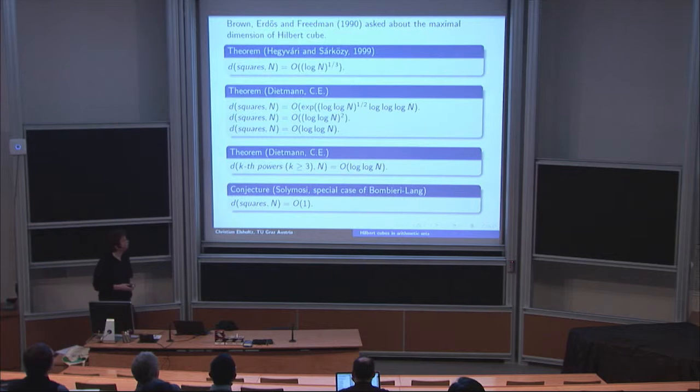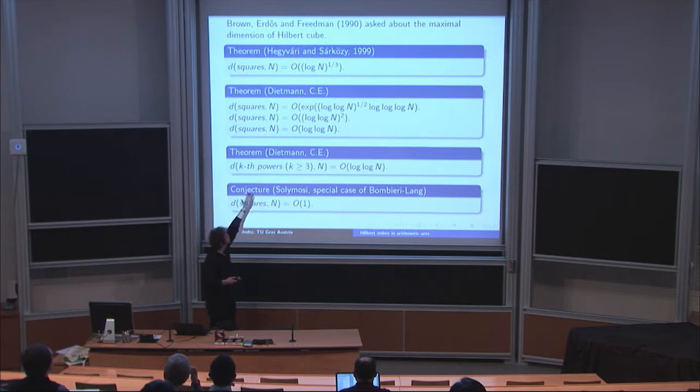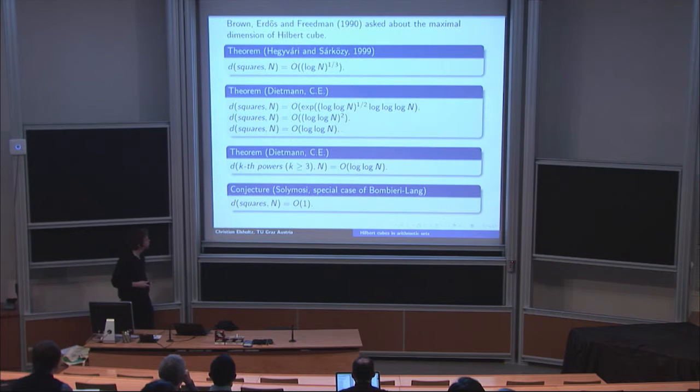So the first result I'm aware of is by Hegyvári and Sárközy again, who proved an upper bound of big O of log n to the 1/3. I'll tell you a little bit about the proof in a moment. But anyway, in a sequence of work with Rainer Dietmann, we improved that, and the final third line is kind of logarithmically better than the previous authors and some previous results in between. And if you take kth powers instead of squares, we also get this log log n, but essentially for a different reason. So the type of proof is a bit special for the squares.